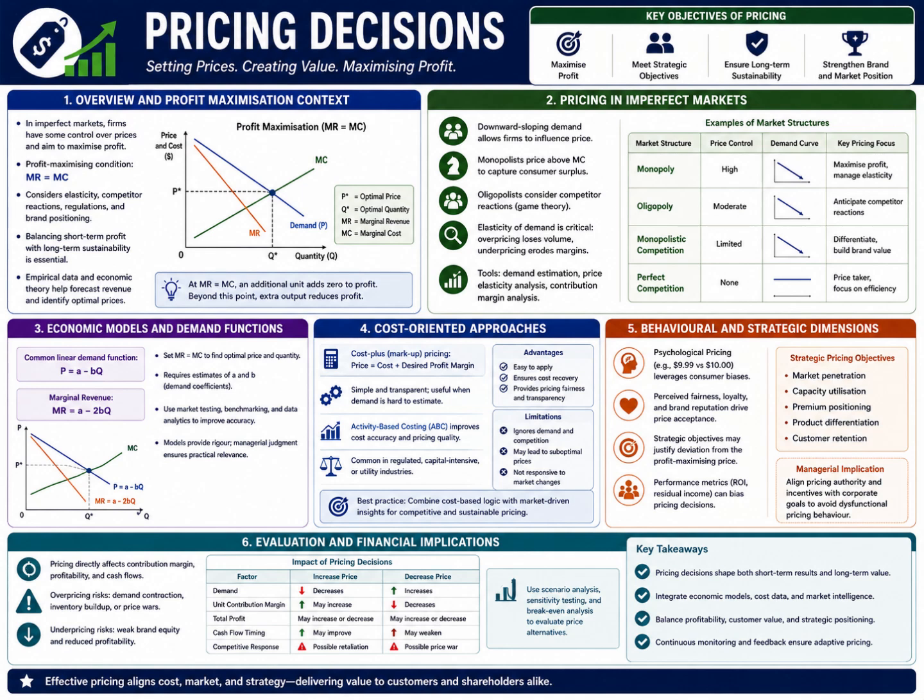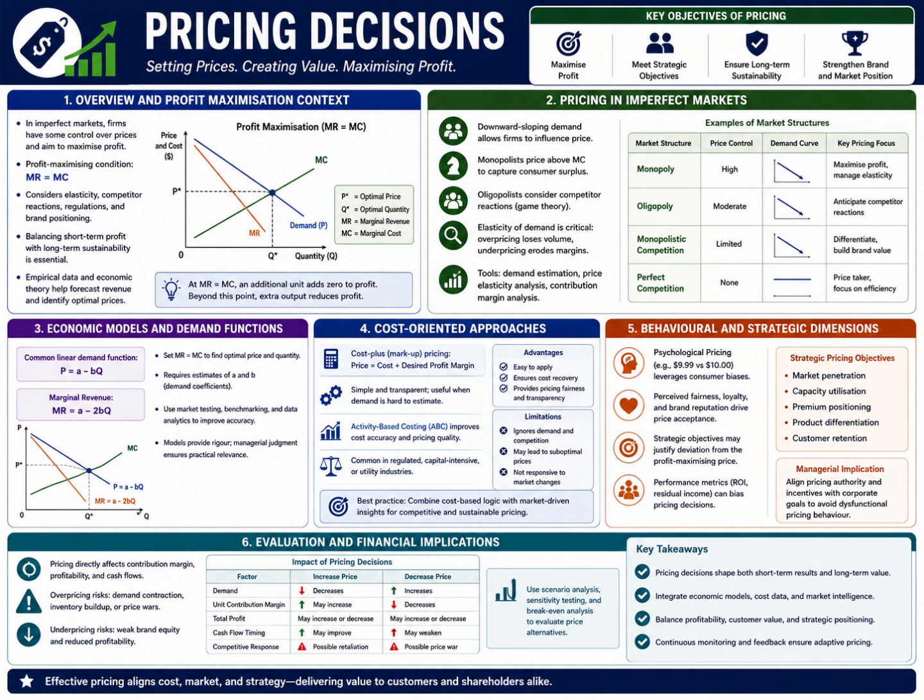Activity-based costing, ABC, enhances cost accuracy, improving decision quality by linking prices more closely to resource consumption. In capital-intensive or regulated industries, cost-based methods also offer transparency and fairness. Nevertheless, an over-reliance on internal cost data may lead to suboptimal outcomes if external market forces are ignored. Hence, best practice involves integrating cost-based logic with market-driven insights to align internal efficiency with external competitiveness.